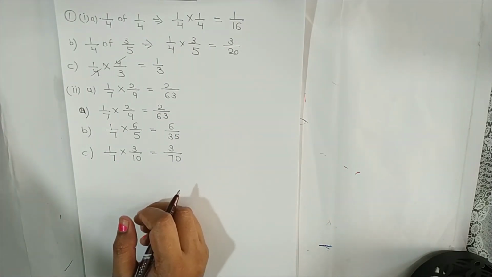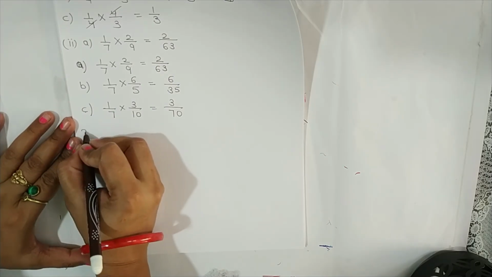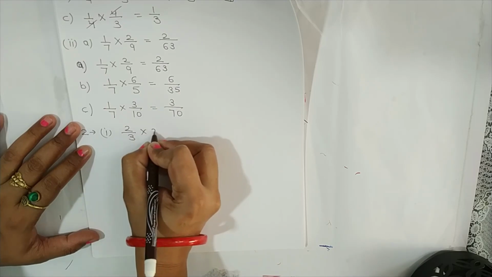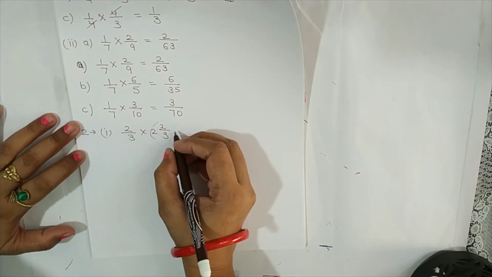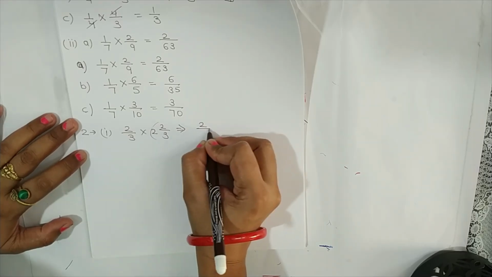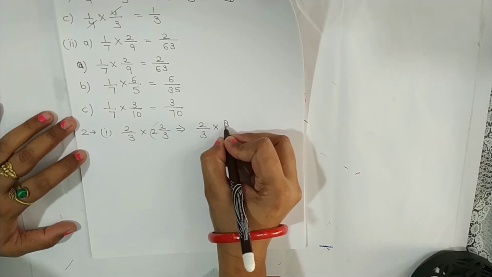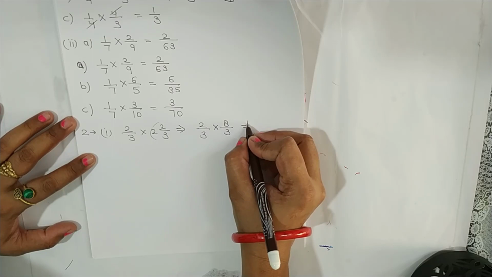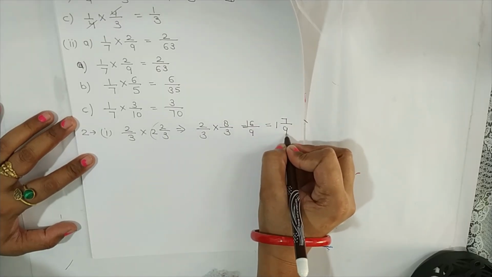Multiply and reduce to lowest form if possible. Second question, first one, 2 upon 3 into 2 by 3. First we have to convert this mixed fraction into an improper fraction. 3 2s are 6 plus 2, 8 upon 3. Then 8 2s are 16, 3 3s are 9. So it will be 1 7 upon 9.